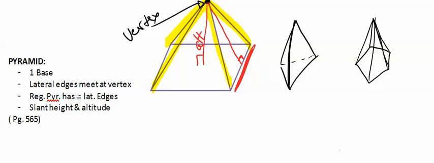Now, these are just some different examples of different kinds of pyramids you'll see. In the first one, this is a rectangular pyramid because it has 4 sides. This one is a triangular because the base has 3 sides. And this is a pentagon pyramid, again, because it has 5. So it's named on the number of sides of the base.